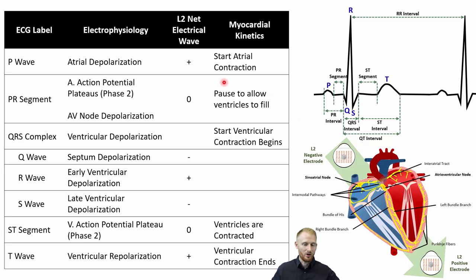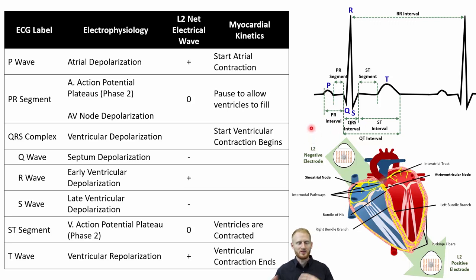So let's talk about all these different waves and intervals and segments here. Just so you know, a wave is when there's a positive or negative deflection of the signal. A segment is a period of time, so a duration of time where there is no wave, and then an interval is a period of time when there's at least one wave inside that period.